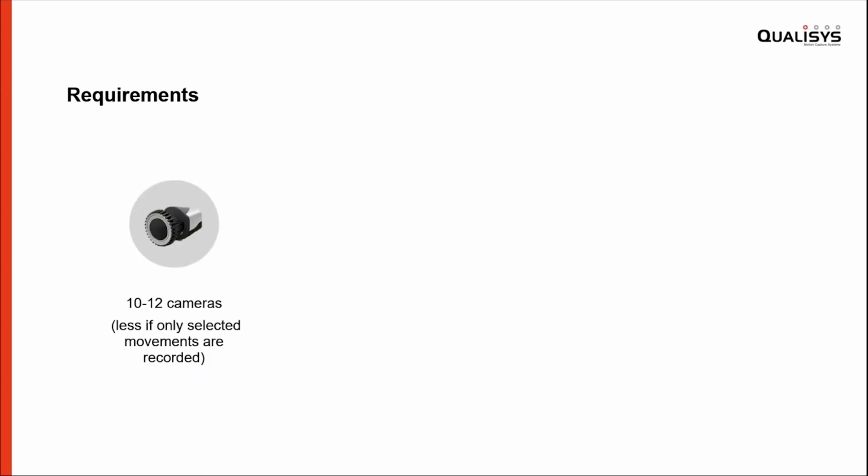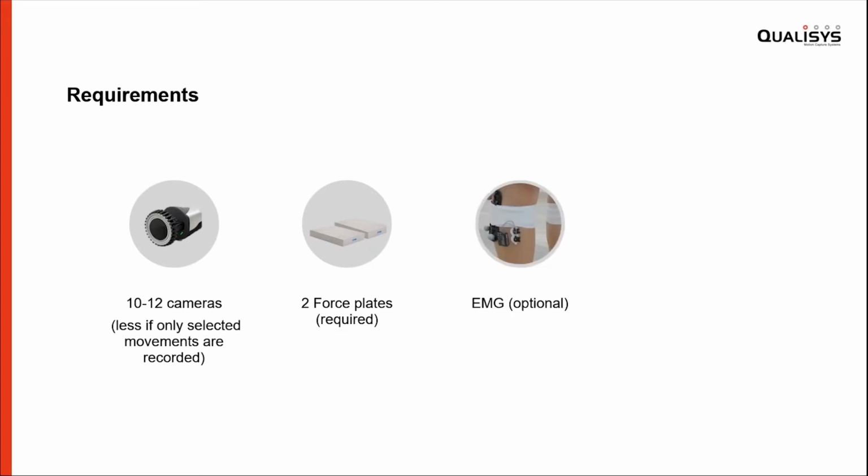There are some requirements that you need when you're working with the system. We recommend a system with 10 to 12 cameras, but you can use fewer also depending on the movements that you record. So you will see in a minute that there are a lot of different movements. You also require force plates because this analysis really relies on measuring the loads on especially the lower body during the contact phases. So force plates are required, and two separate ones, so you have one for each foot.